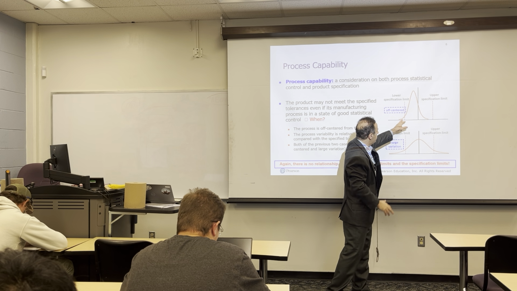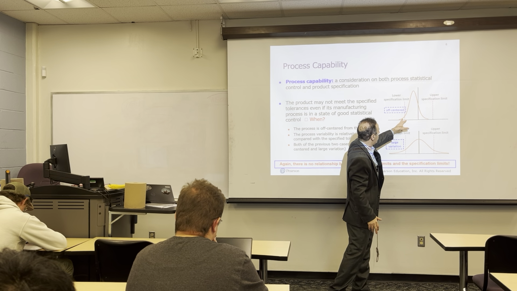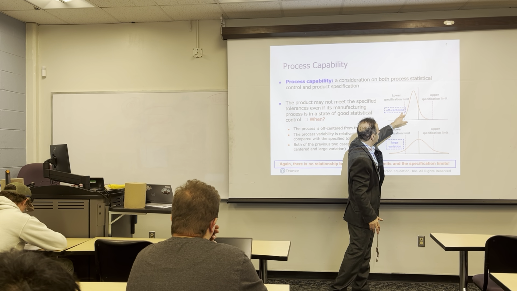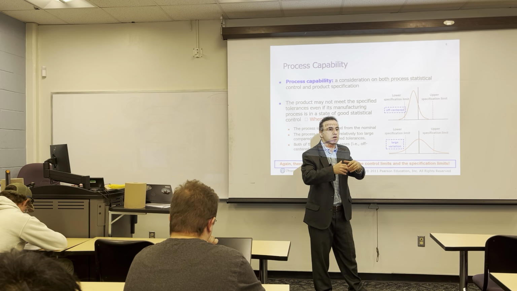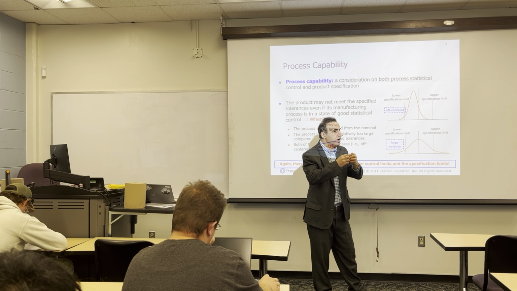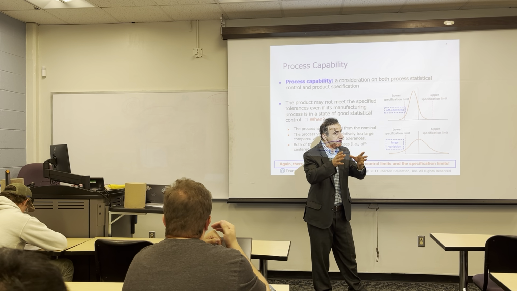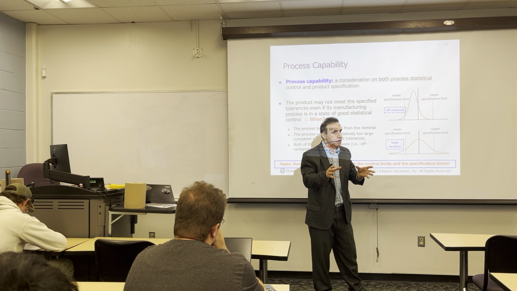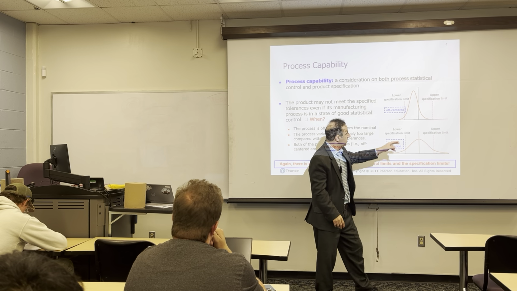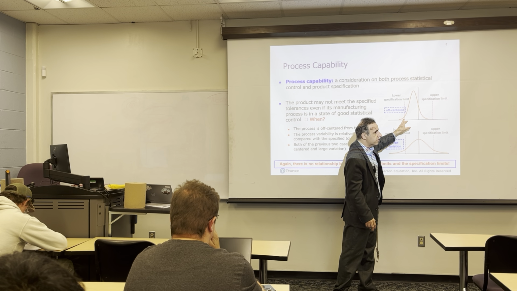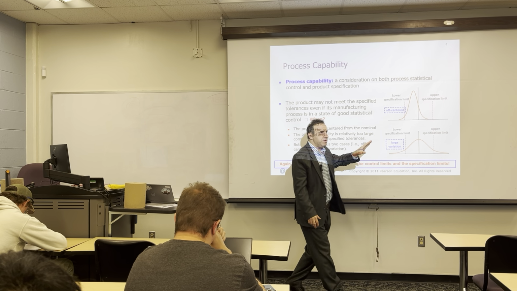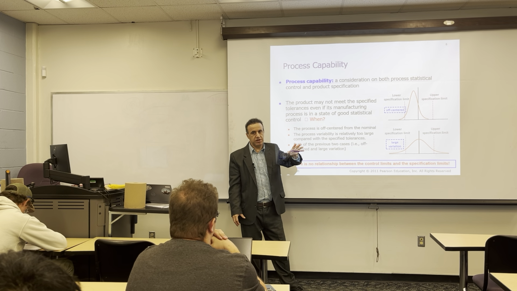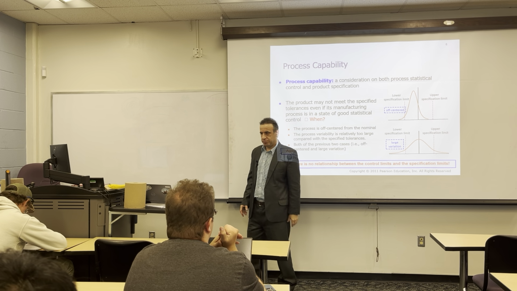But we are getting some parts that are outside this range. So we are producing some parts that the customer does not want, right? The process is in control. You don't have any problem, but the customer does not require them, does not want them. So that means only looking at Cp is not going to be sufficient. We have to look at another term.